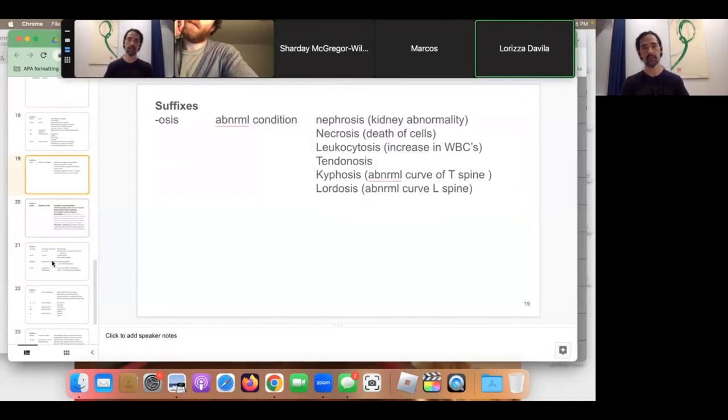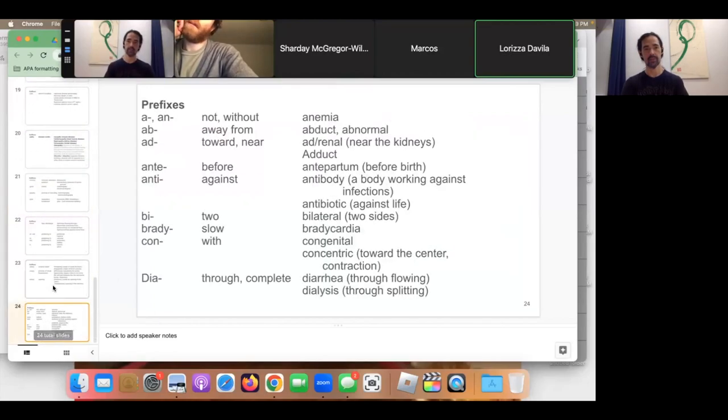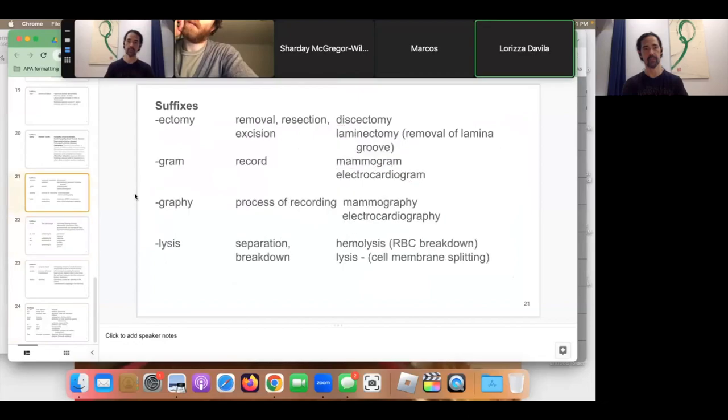Okay, onward with the suffixes. How many more suffixes do we have? We have two more pages. Okay, so ectomy is the removal, resection, or excision. Like a discectomy, where you remove or excise part of the disc, or a laminectomy, where you remove part of the vertebrae, part of the bone, commonly called the lamina groove, but it includes the posterior.